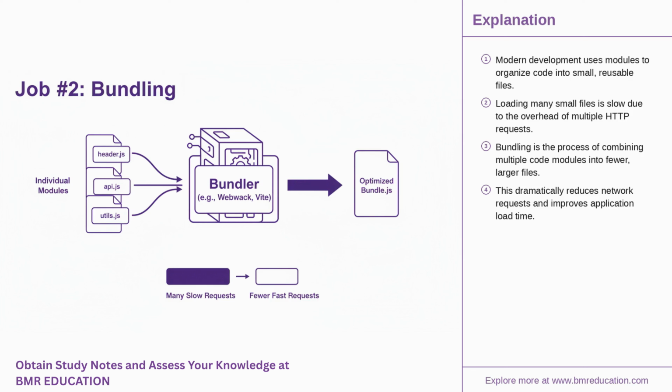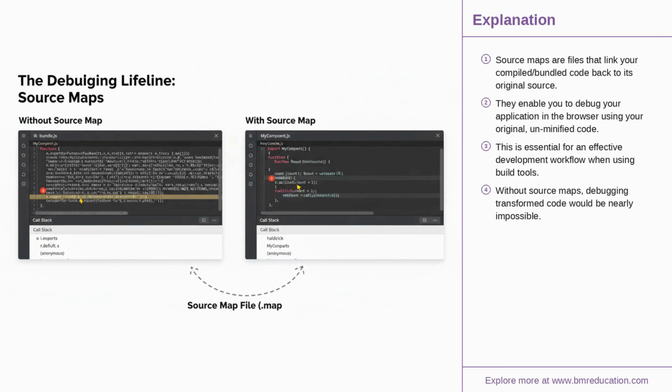Now that our code is bundled, how do we debug it? The browser sees one giant transpiled file, but we wrote it as many small, organized modules. This is where source maps become our lifeline. A source map is a special file that maps the bundled, transformed code back to your original source files. This allows you to see and debug your original, readable code directly in the browser's developer tools, making troubleshooting a breeze.